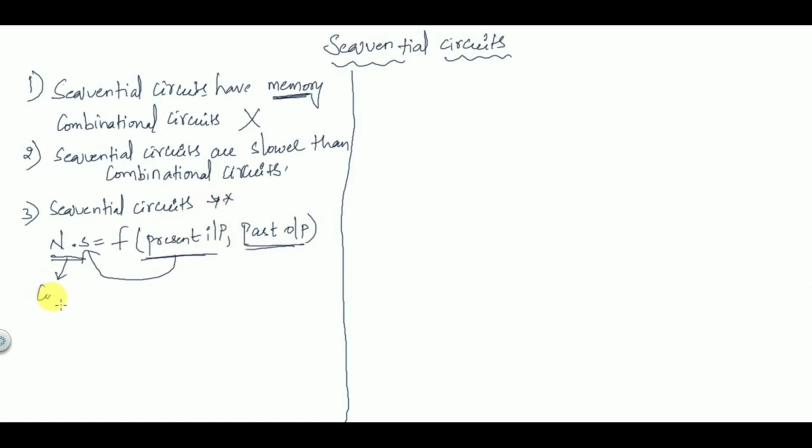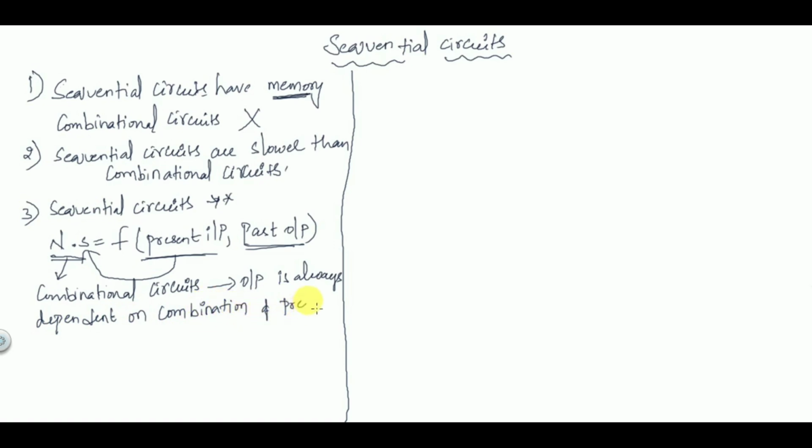And in combinational circuits, the output is always dependent on the combination of present inputs only. It does not have any past output because it does not have any memory elements.